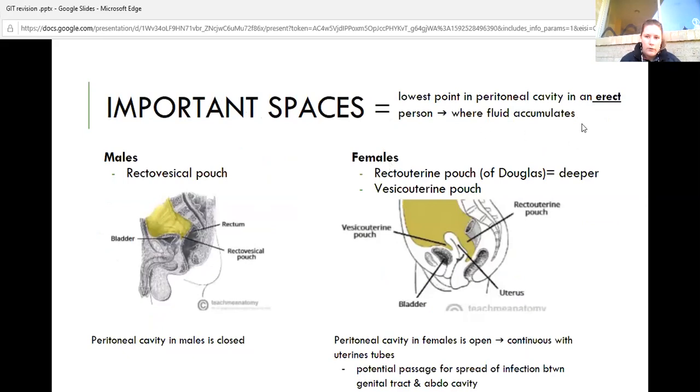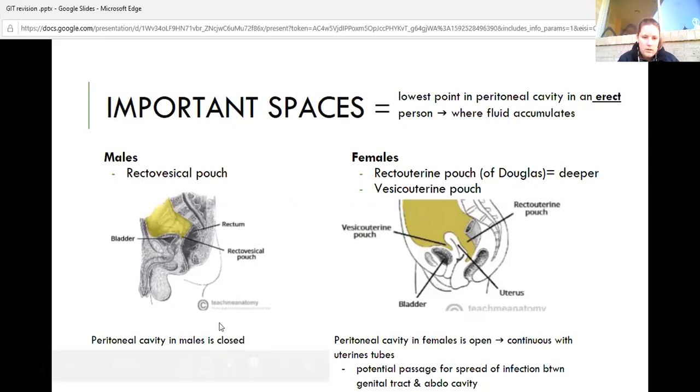So this is where the fluid is going to accumulate in an infection, or if they've got ascites or something like that. In males, there's only one, the rectovesical pouch. In females, they've got two pouches because of the uterus, and it's the more posterior one again, the rectouterine pouch, or the pouch of Douglas, that's deeper.